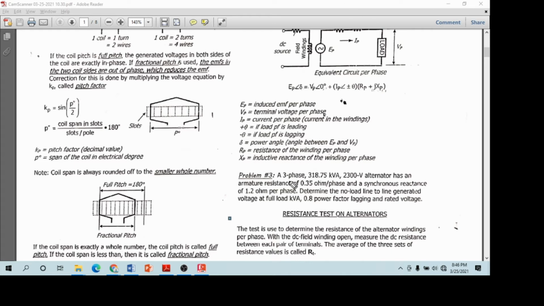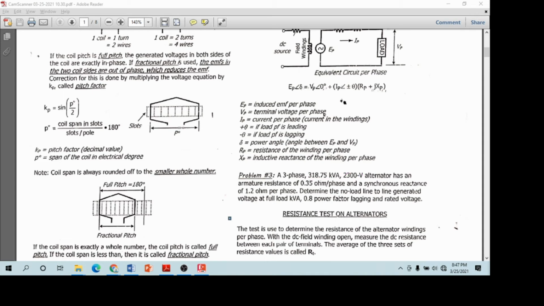Three phase, that is the number of phases. 318.75 kVA, what is that? That is your rated kVA, the one on the nameplate of your alternator. 318.75 is your rated. And then you have 2,300 volts, also from the nameplate.